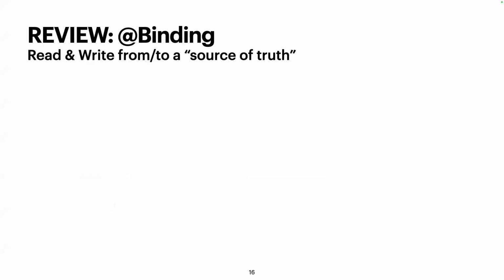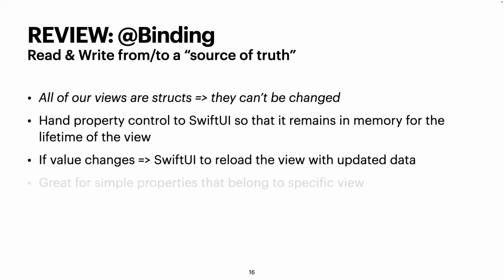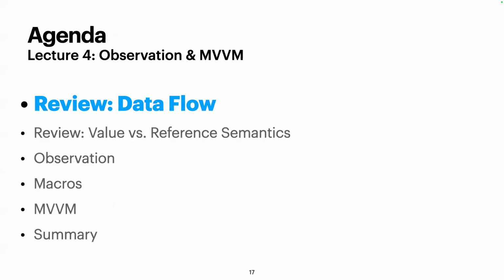And then @Binding allows a child view to read and write from and to an @State variable, or source of truth, in its parent view. I think I forgot to update this slide, but you get the point of @Binding. Okay, any questions with data flow? Does that make sense? Are you guys clear with that?